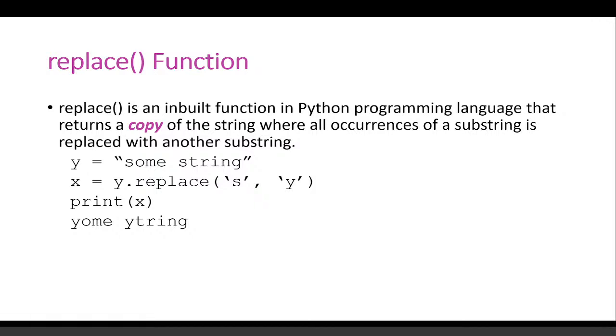We can see here we start with some string that we put into a variable called y. And then in a new variable, we're putting y.replace s with y. So when we print that out, every instance of s becomes an instance of y. The important thing to remember here is that it's returning a copy. So if we do this, we have to put it in some sort of variable, like we're doing here in this example on the slide.